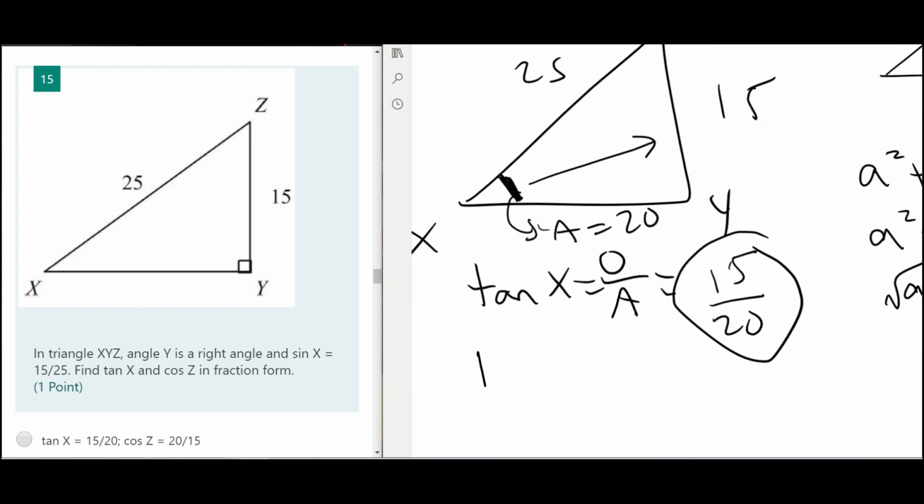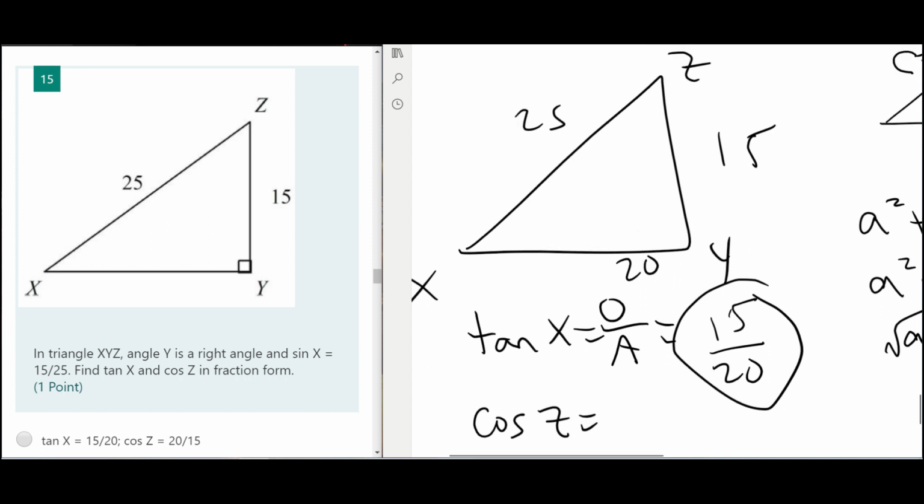Now we want to get our cosine of z. We're not interested in this angle anymore, so I'm not going to call that a anymore. We're interested in z, this angle right here. Directly across from it is now going to be opposite, not adjacent, because it's dependent on angle z, and angle z is directly opposite that side. Adjacent now is 15, because adjacent is right next to that. And obviously, this is always going to be the hypotenuse no matter what.